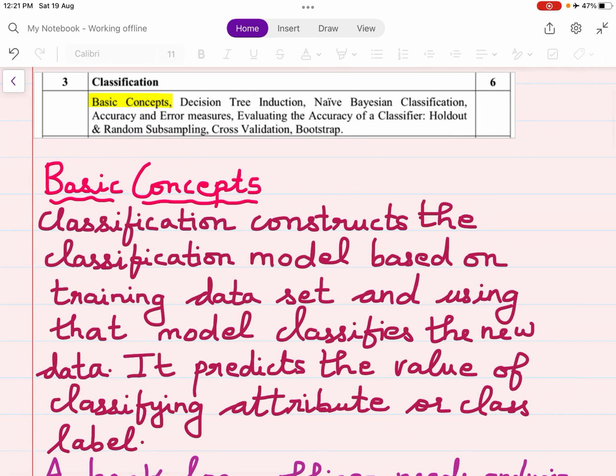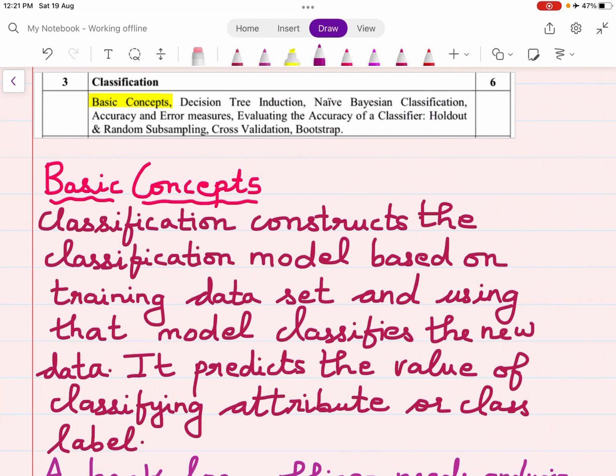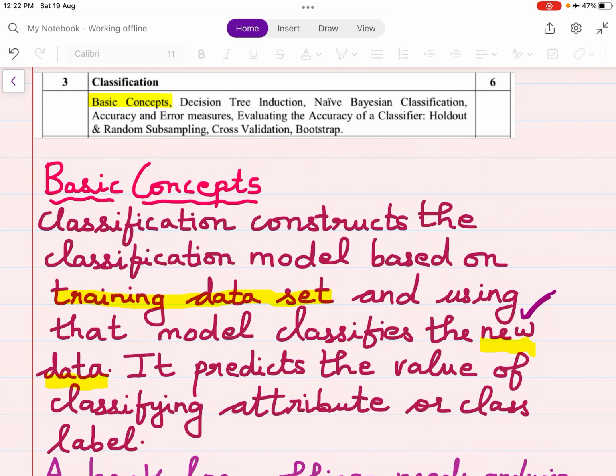Classification constructs the classification model based on the training data set, and using that model classifies the new data. So based on the training data set, it will build the model, and the new data is nothing but my classification data. Using that model, the classifier classifies the new data. It predicts the value of classification attributes or class labels.